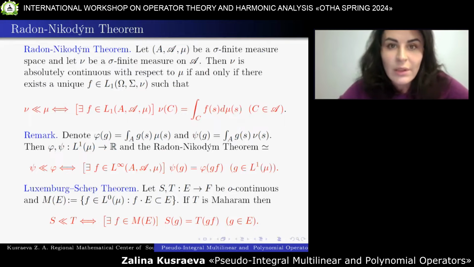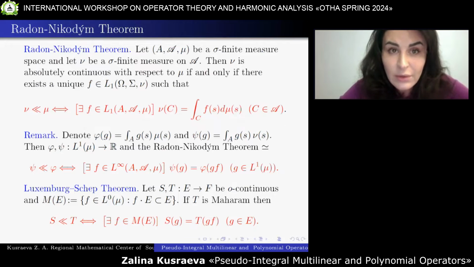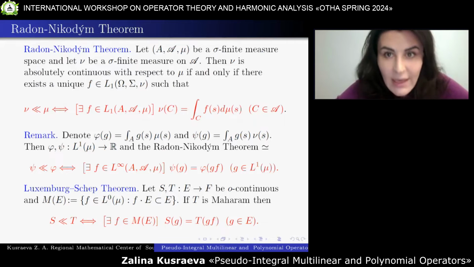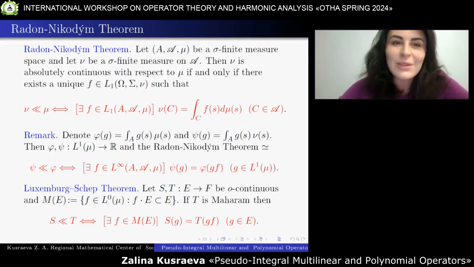Here, without going into details, the formula which is read like S is absolutely continuous with respect to T means that there is a sequence of operators such that two conditions are fulfilled. First is that each member of the sequence is dominated by a scalar multiple of T, and the second is that the sequence itself converges pointwise to S almost everywhere.